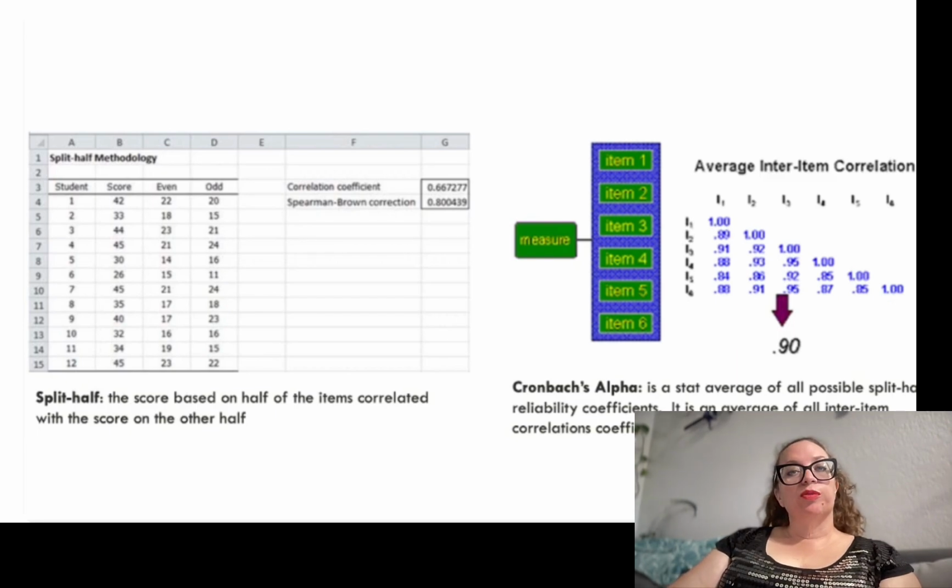Remember, correlations are interpreted from -1 to +1. So if we have a positive 0.66, as we do here, that would indicate a strong correlation or a strong relationship between your two halves of your measure.